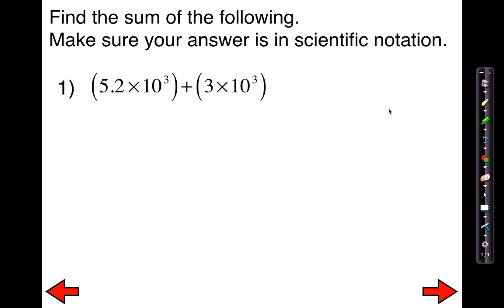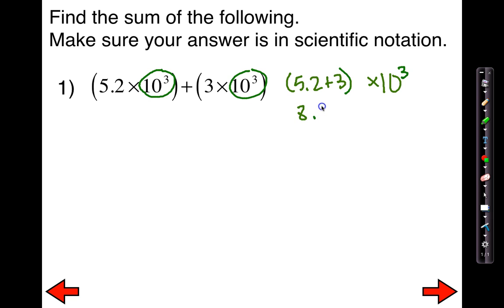So in a case like this, it says find the sum of the following. Make sure your answer is in scientific notation. So first what we're going to do is check, do we have the same base? Do we have the same exponent? Same base raised to the same exponent is a better way to phrase it. We have 10 cubed here. We have 10 cubed here. So yes, because of that, I can go ahead and combine the coefficients together. So I'm going to go ahead and combine 5.2 plus 3, and I'm just going to multiply that by 10 cubed. So 5.2 plus 3 is 8.2, so we're going to have 8.2 times 10 cubed. So notice yet again, I am not combining the exponents at all.